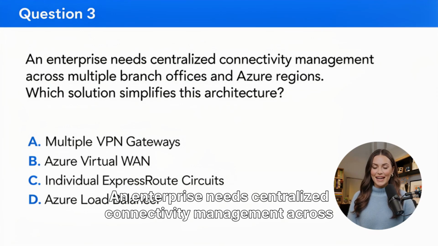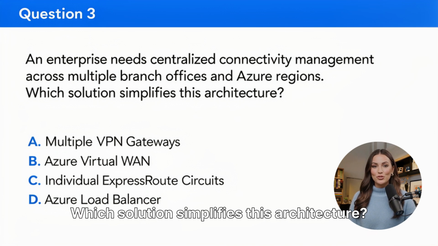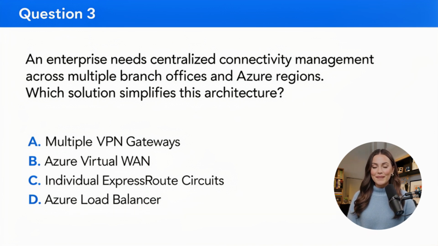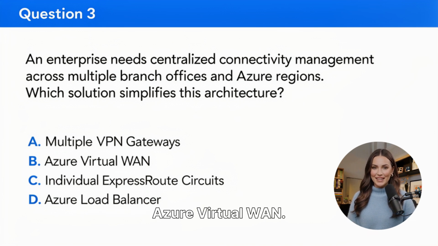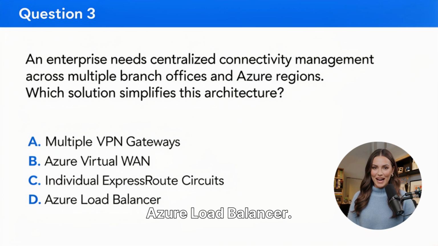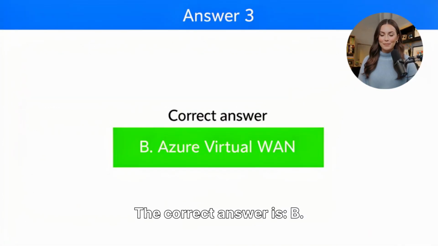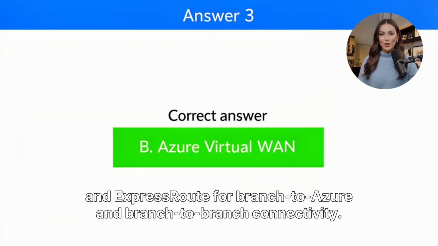Question 3. An enterprise needs centralized connectivity management across multiple branch offices and Azure regions. Which solution simplifies this architecture? A. Multiple VPN gateways. B. Azure Virtual WAN. C. Individual ExpressRoute circuits. D. Azure Load Balancer. The correct answer is B. Azure Virtual WAN. It provides centralized management and integrates VPN and ExpressRoute for branch to Azure and branch-to-branch connectivity.